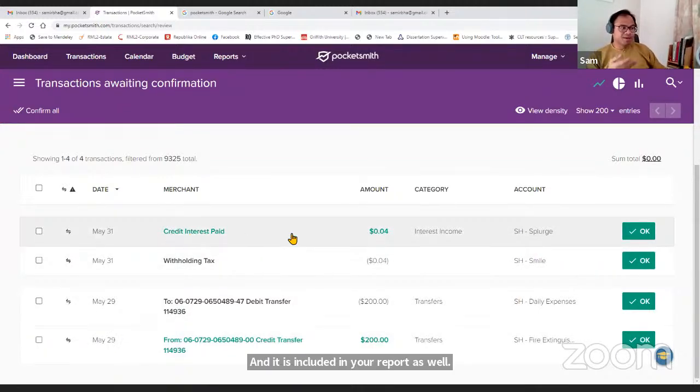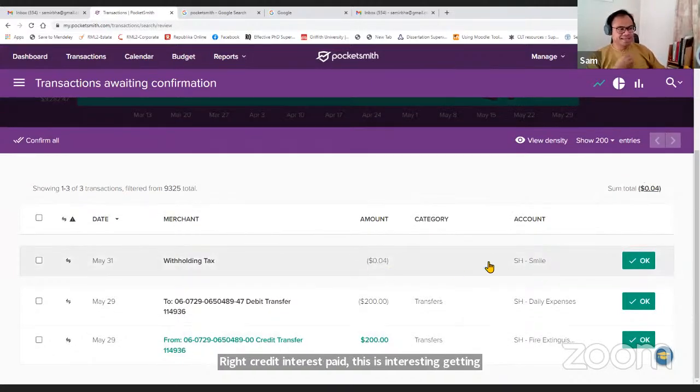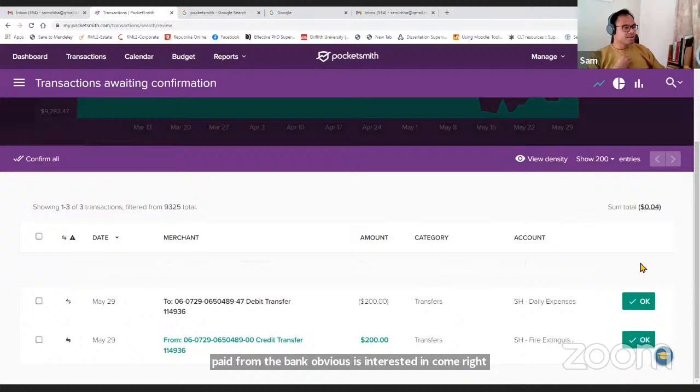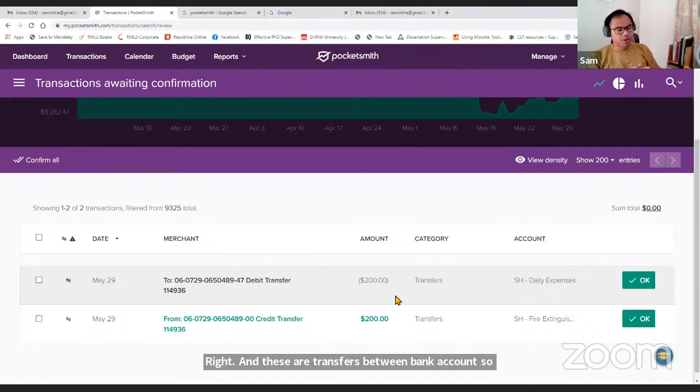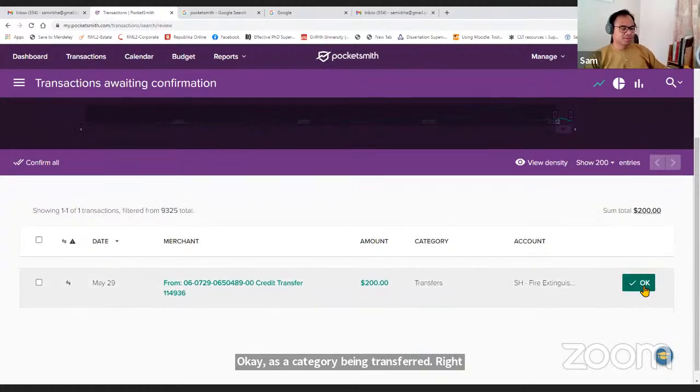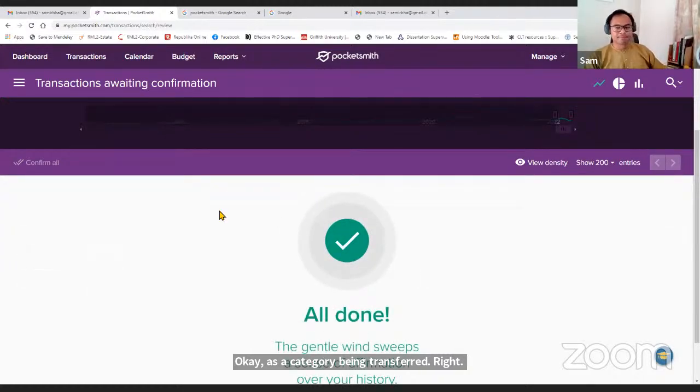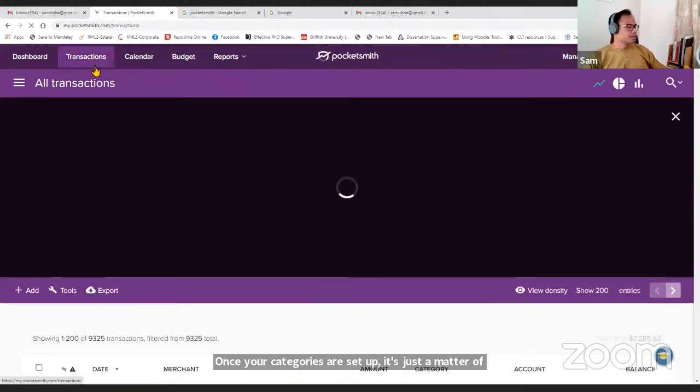Right, credit interest paid. This is interest getting paid from the bank. Obviously, it's interest income. Right, withholding tax, because we all pay tax on our interest income. Right, and these are transfers between bank accounts. So if you're transferring from one bank account to another, they will show up as transfer categories. Okay, as the category being transferred. Right, and we'll just click OK on that. And really, that's all you're doing. Once your categories are set up, it's just a matter of going through line by line and making sure that it's categorized to the right spots.